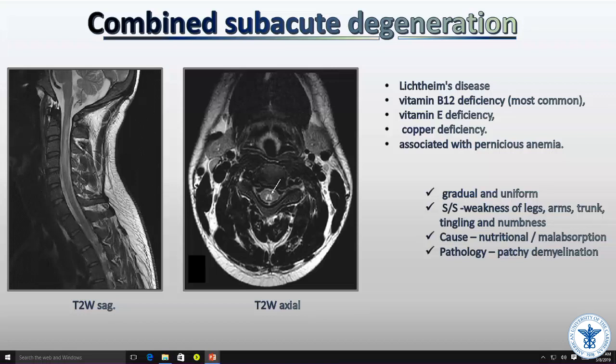So what happens in this condition is that it very selectively affects the dorsal columns, and you can see that on this MRI. This is a mid-sagittal section of the spinal cord, and it's T2 weighted images. T2 because the CSF appears white, so that's easy to remember. And this is a transverse section at probably the upper cervical level, and you can see this diffuse white area in the posterior part of the spinal cord that's going down all the way till there.